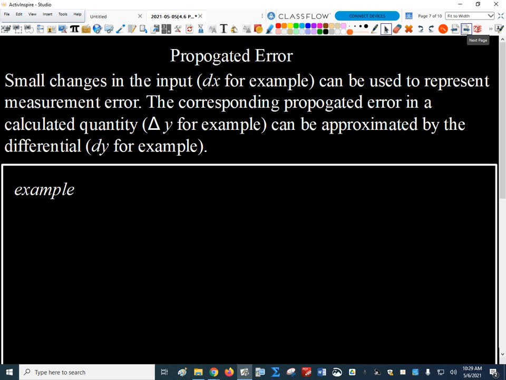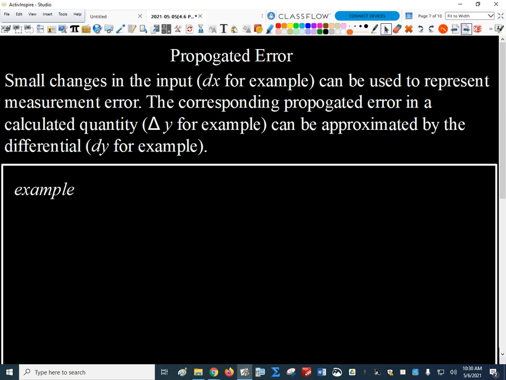Okay, why do we use this? What's the big deal? Well, one of the things this does for us is it's a good way to estimate propagated error if we're doing a computation. For example, small changes in input, dx, we could use to represent measurement error. If I were measuring a distance, I could have a really good ruler, but there's going to be some error involved because I'm a human trying to read this nice calibrated ruler.